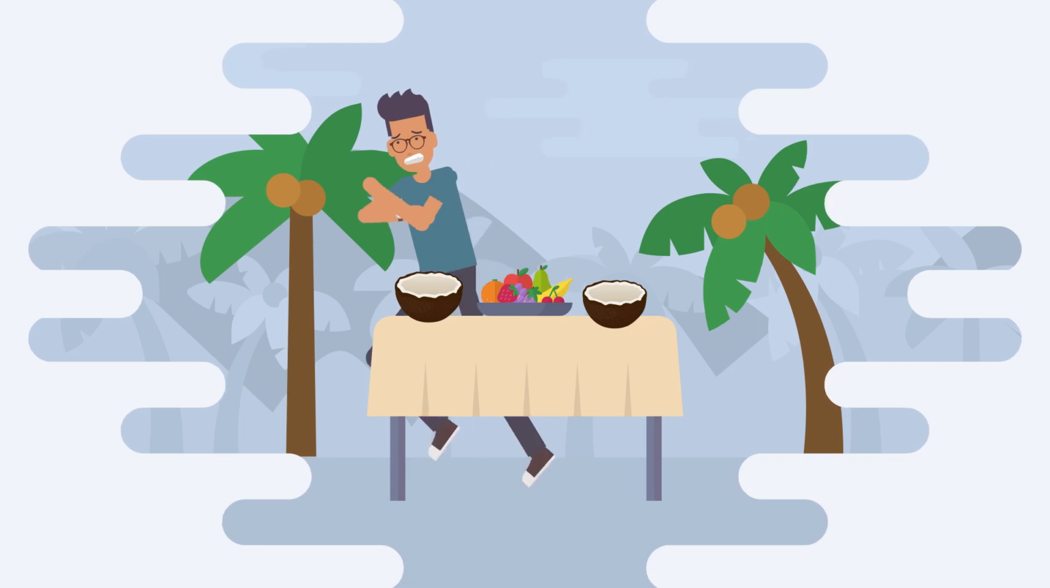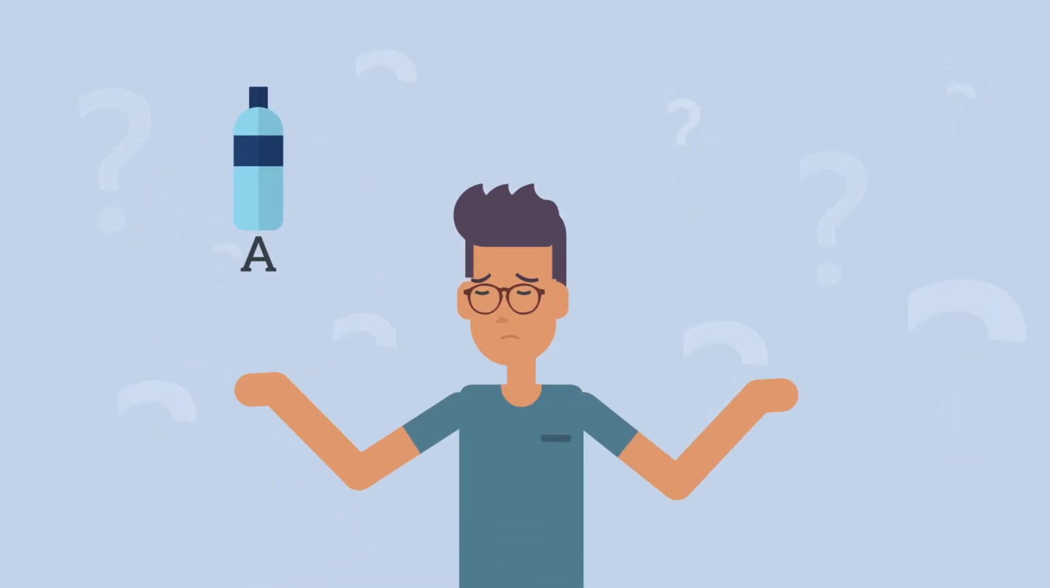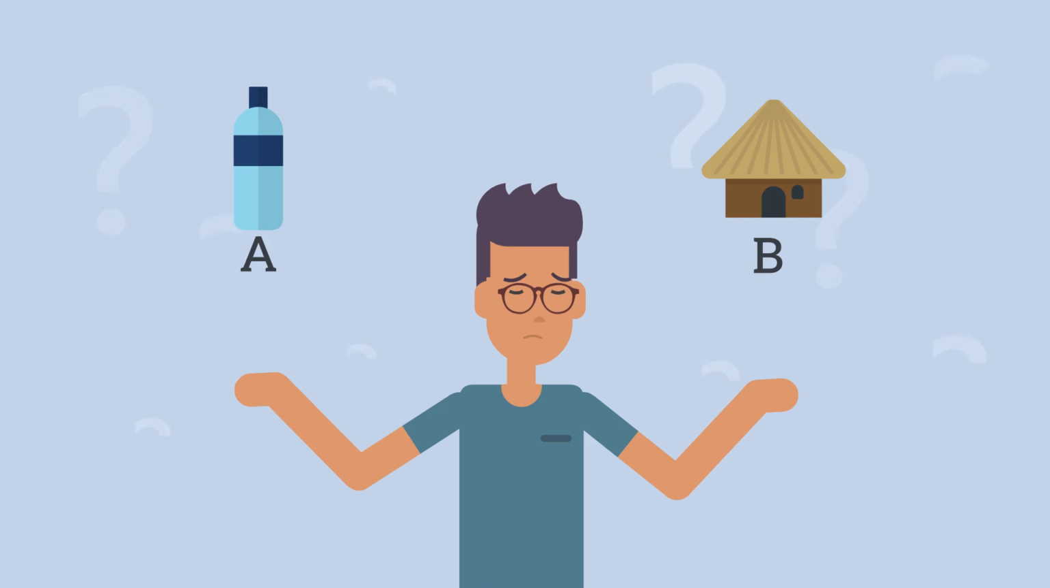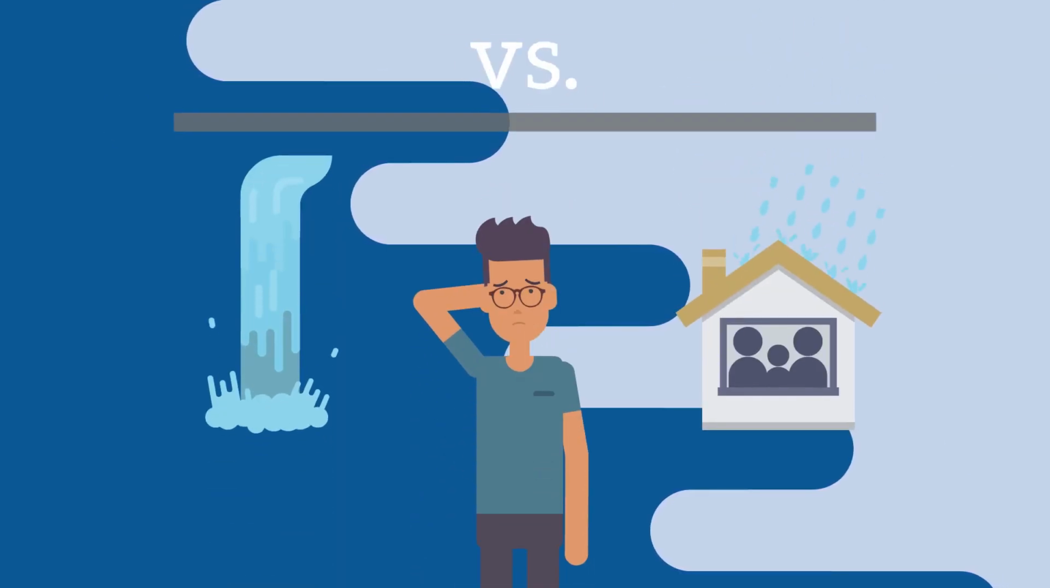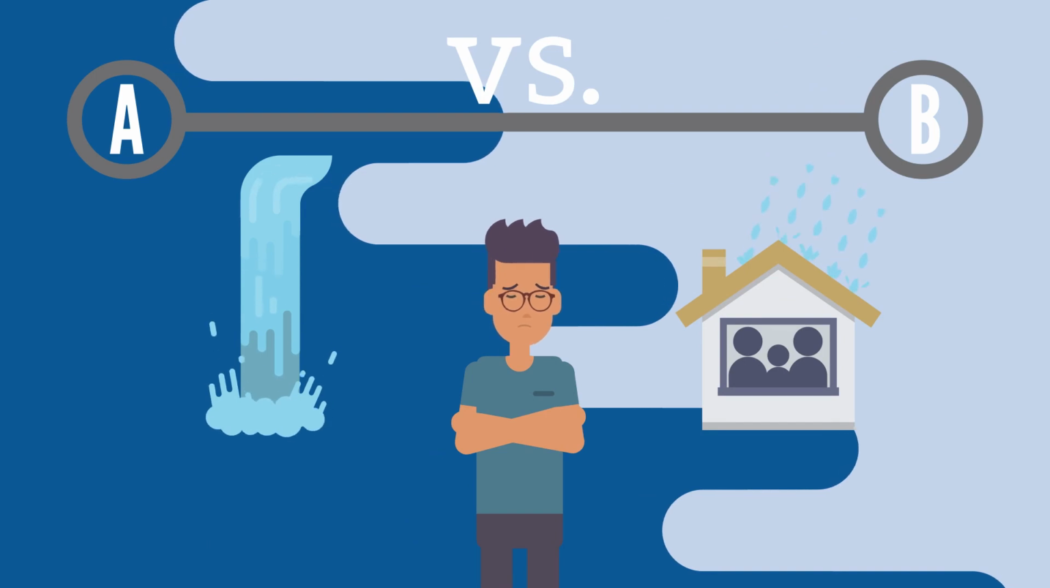Just as important, however, is his time. He must economize his time, dedicating it so as to best ensure his own survival. Does Bob focus on finding water, or does he dedicate his first few hours to building a shelter? Right away, Bob is forced to make decisions about trade-offs, the costs of making one decision over another.